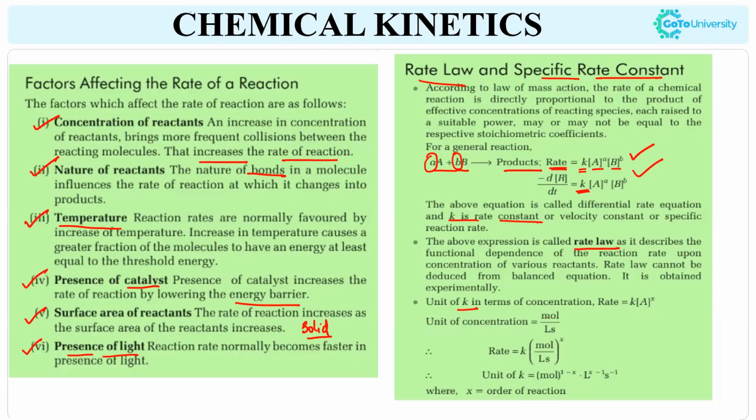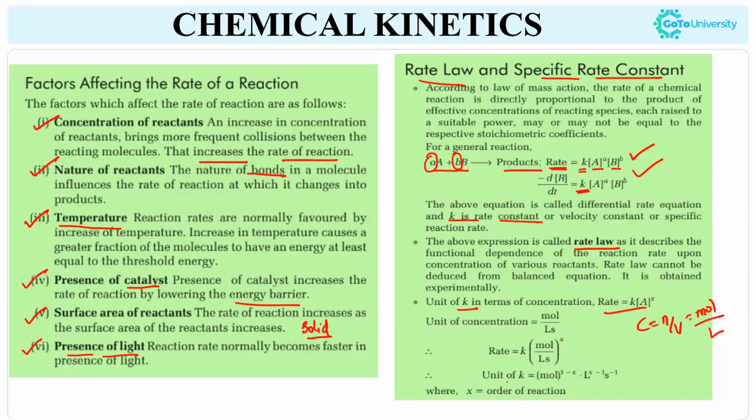The rate constant in terms of the concentration. If you are considering the rate equation like this, that is K times A raised to x, where x is the power of A, in some hypothetical reaction. The unit of concentration, we know, will be moles per liter, right? Because concentration C is equal to n by V, where n is moles and V is volume in liters. So it will be mole liter raised to minus 1.